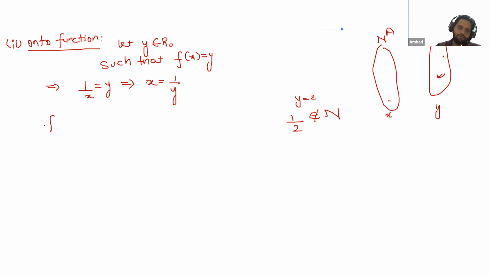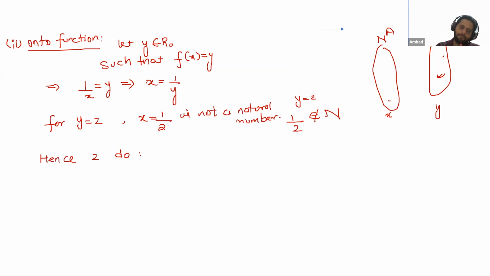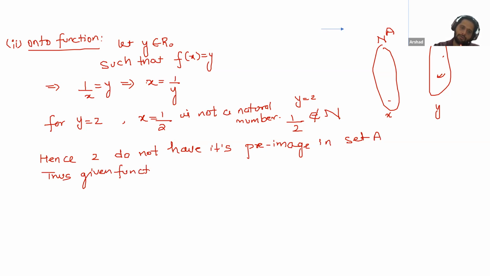But here we can say for y is equal to 2, x is equal to 1 by 2, which is not a natural number. Hence 2 does not have its pre-image in set A. Hence this given function is not onto. Okay, so I hope this is clear to everyone. Atif, you can write your statement also that except one, all the numbers do not have their pre-images.